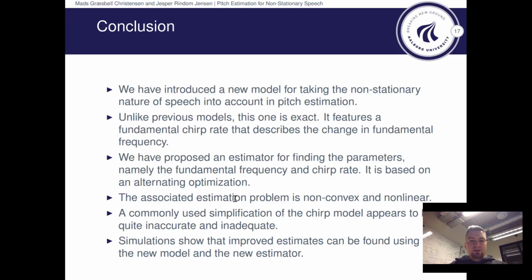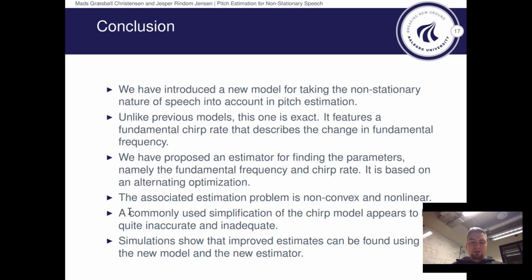All right. So what we've seen here is that we have introduced a new model for taking the non-stationary nature of speech into account in pitch estimation. And unlike the models that have previously been used, this one is an exact model, a nonlinear model. It features a fundamental chirp rate and fundamental frequency. And the chirp rate describes the change in the fundamental frequency. We've also proposed an estimator for finding the parameters, namely the fundamental frequency and the chirp rate. And this estimator was based on an alternating optimization principle. It's a non-convex and nonlinear problem, but we could solve it anyway using this alternating approach where we initialize with estimates obtained with the harmonic model.